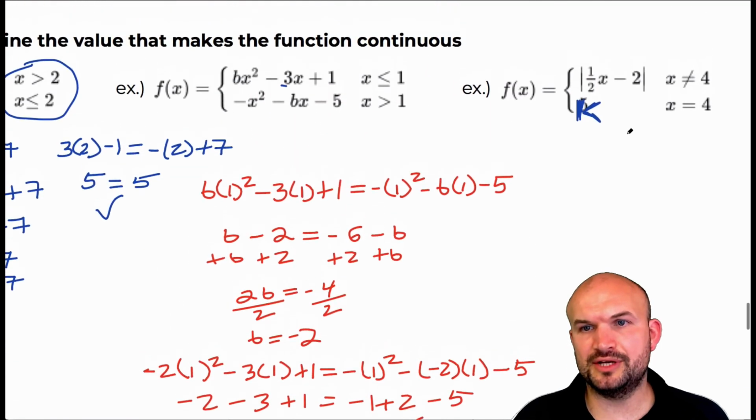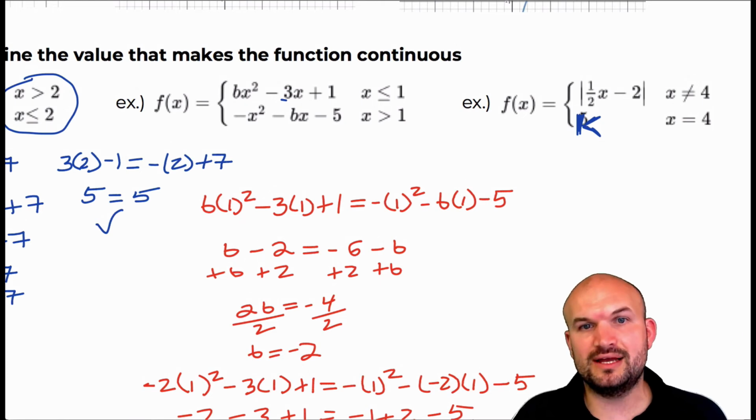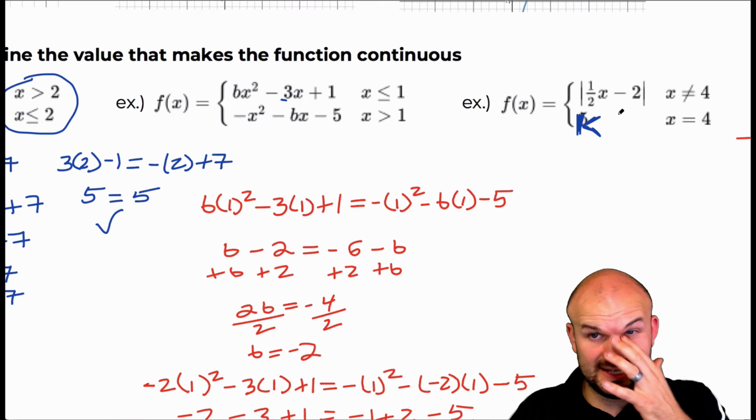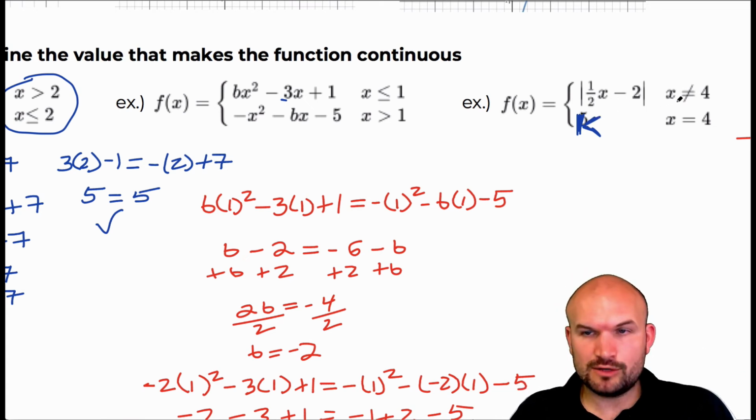All right, last example here. This one I accidentally wrote in a number here, but here's my k. If you remember, on these types of functions, this is basically the absolute value function, but we just have a hole where x cannot equal 4.